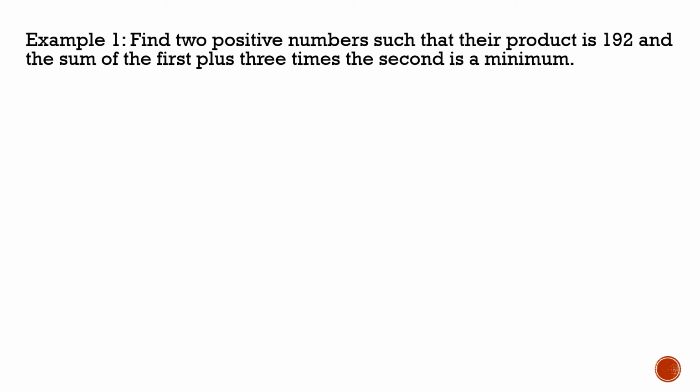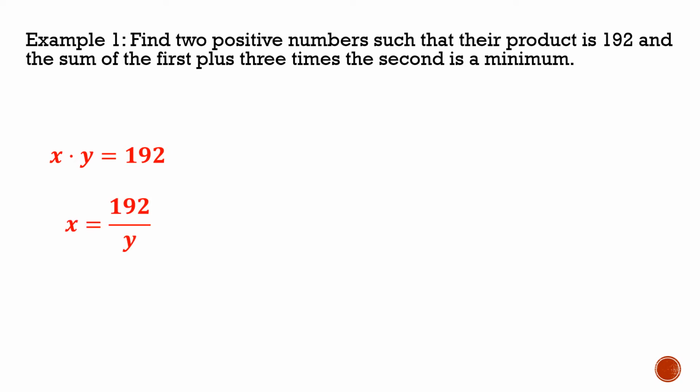Example 1. Find two positive numbers such that their product is 192 and the sum of the first plus 3 times the second is a minimum. The very first thing I'm going to do is go with what I know. Based off of this sentence, I know that the product of the two numbers is 192. So I'm going to call these two numbers x and y, and I know x times y equals 192. Now, using this information, I'm going to solve for one variable.